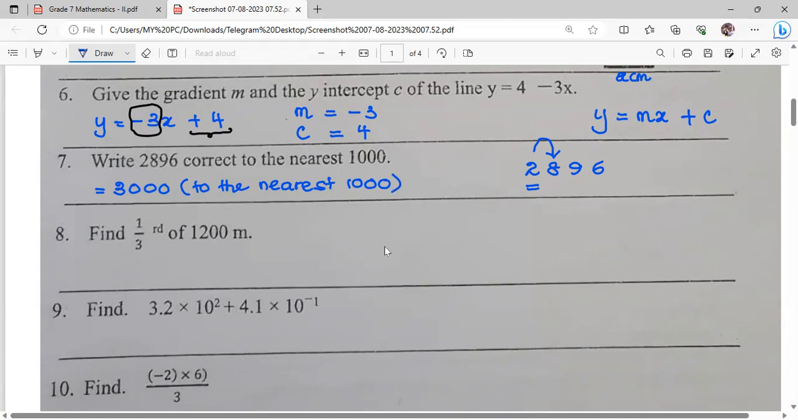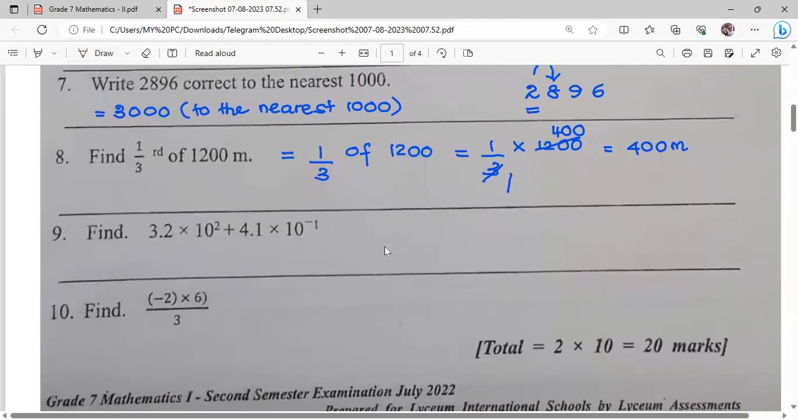So then the eighth one, 1/3 of 1200 meters. So how I'm going to do that? 1/3 of 1200. Instead of this of, I can use the multiplication sign and 1200. 3 times 1 and 3 times 4. So then I can write 400 meters.